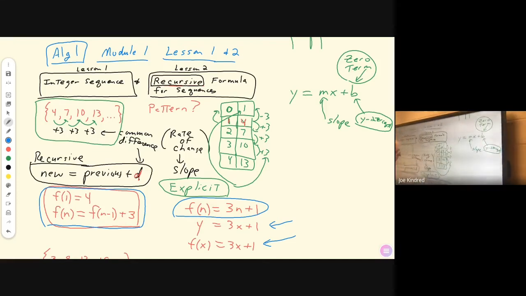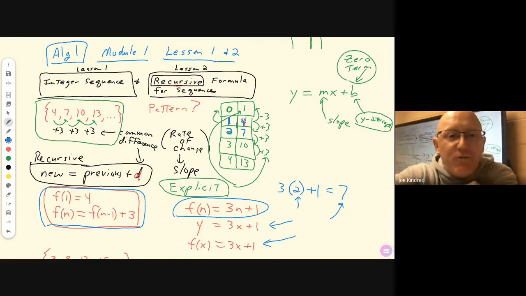Now, let's go back and double check. For instance, if we put in 1, we should get back 4. 3 times 1 plus 1 is 4. That checks. Put in 2. So take this and put in 2. Does that equal 7? And yes, it does. 2 and 7. So we can see that these 2 formulas, the explicit formula and the recursive, are 2 ways now that we can identify a sequence. Let's do one more example.